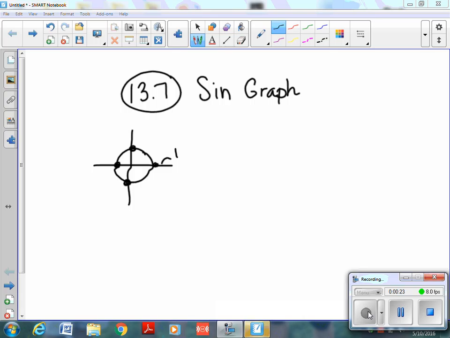And this point right here is called 1, 0. This point right here is called 0, 1. This point right here is called -1, 0. And this point right here is called 0, -1.